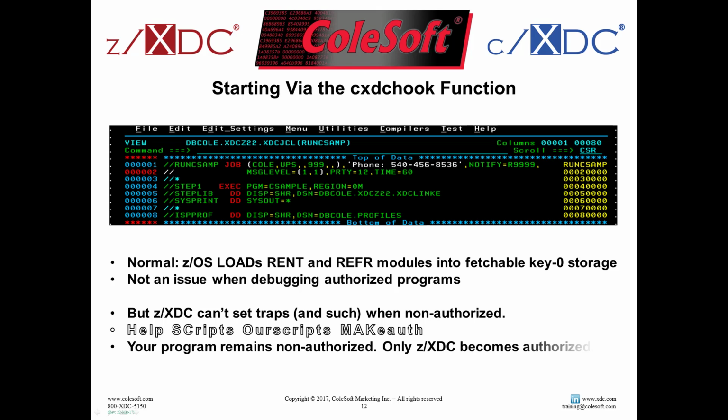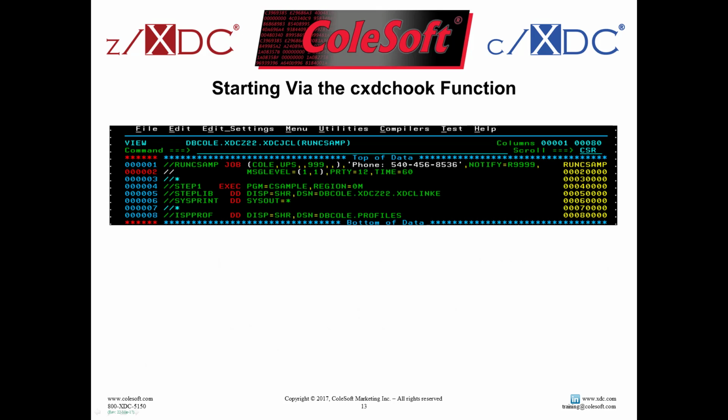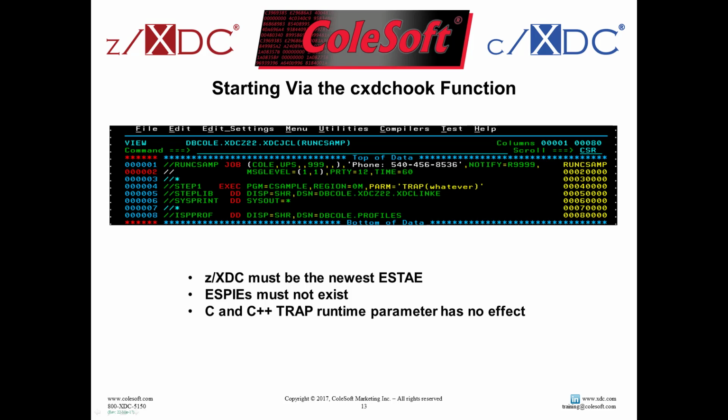The program you're debugging remains non-authorized. Only cxdc itself becomes authorized. This capability, of course, is protected by security rules. Finally, when set up properly, cxdc does a pretty good job of getting in front of LE's ESTAEs and kneecapping LE's ESPIEs, so C's trap runtime parameter has no effect. You can leave it off entirely. Of course, for Metal C, LE is not an issue.